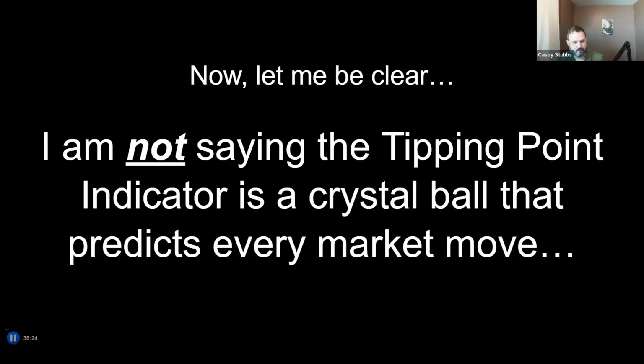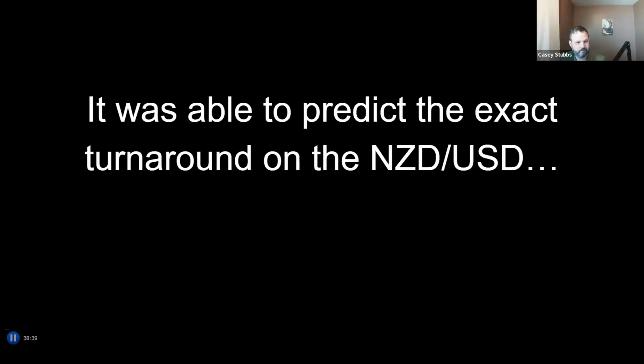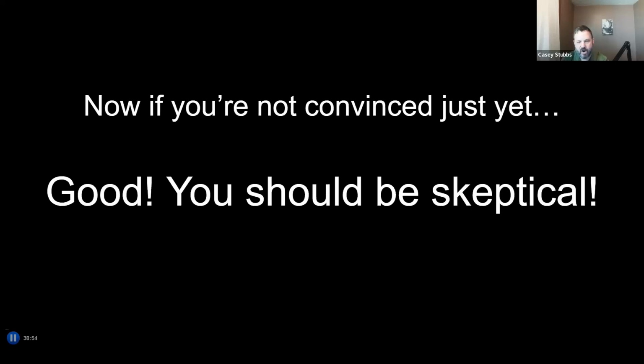Now, let me be clear. I am not saying the tipping point indicator is a crystal ball that predicts every market move. But because the TPI uses an extremely accurate estimation model, never before applied to the markets, it was able to predict the exact turnaround on the New Zealand US dollar. And anyone who had the TPI on their chart could have made a pile of money by following it. Now, if you're not convinced just yet, good, you should be skeptical.